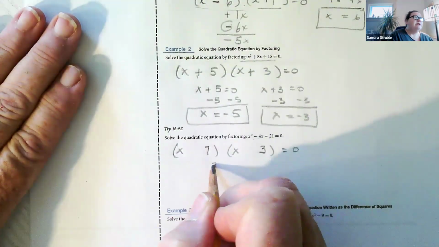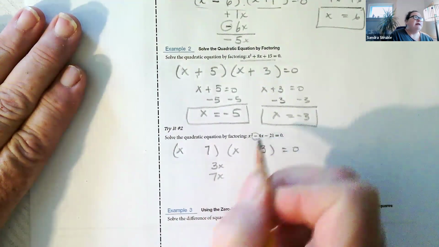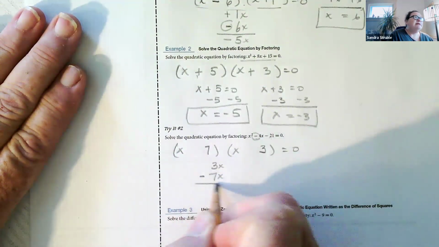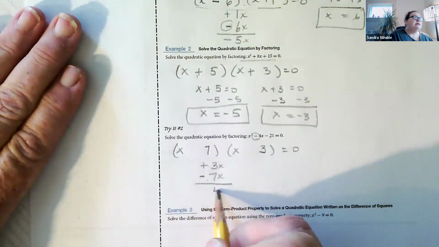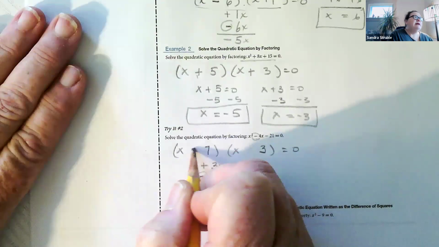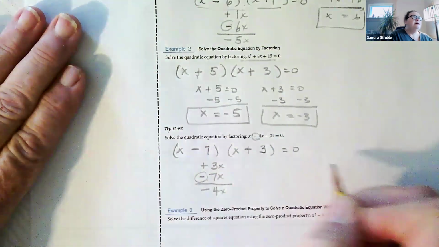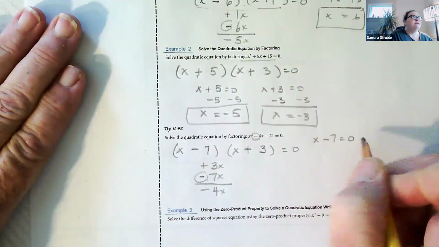The outer is 3x, the inner is 7x. My middle term needs to be negative, so the larger number needs to be negative. When the signs are different, you subtract and take the sign of the larger number. So my 7 needs to be negative and my 3 positive. Now let's set them each equal to 0 and solve for x.